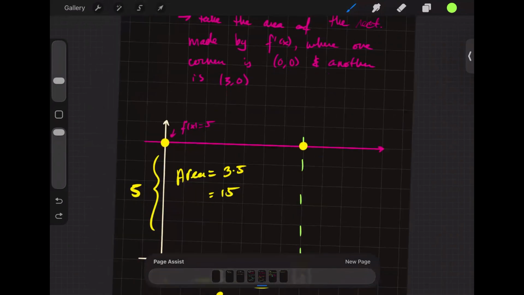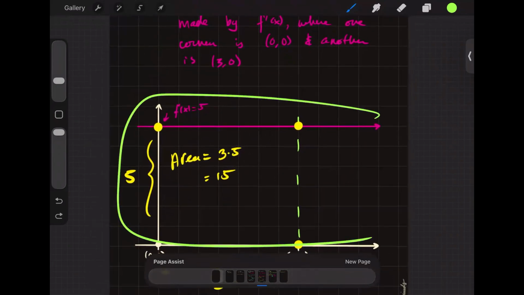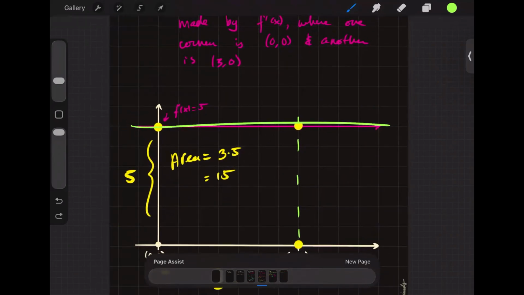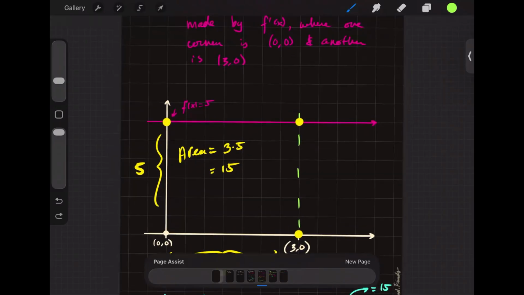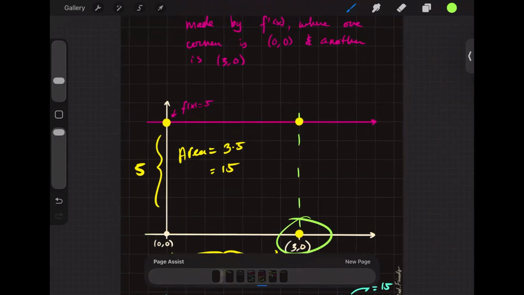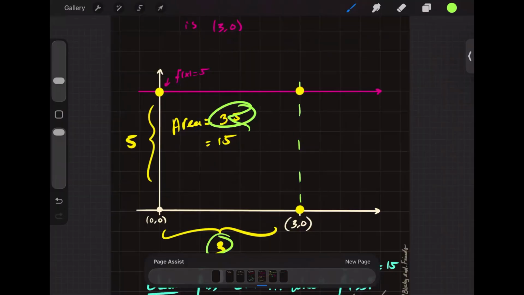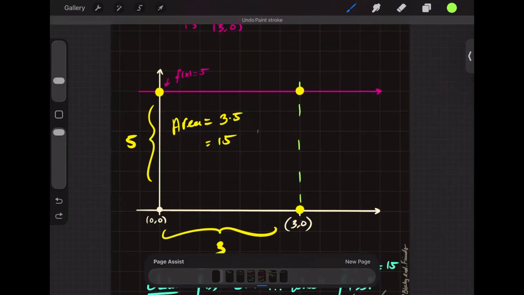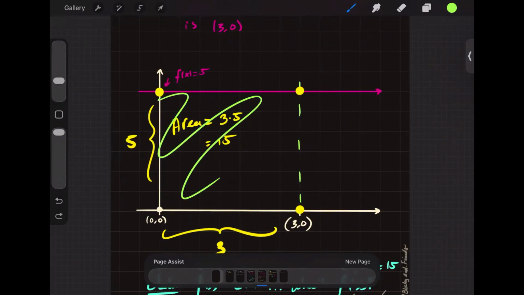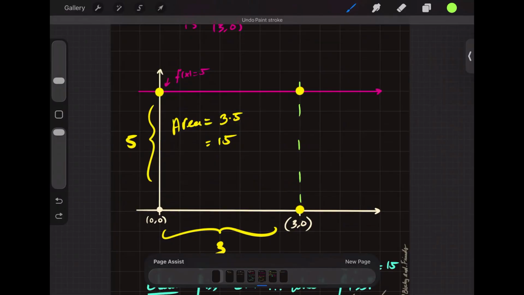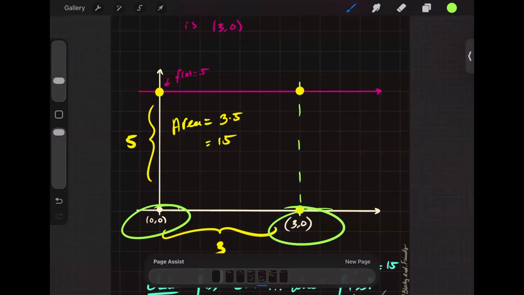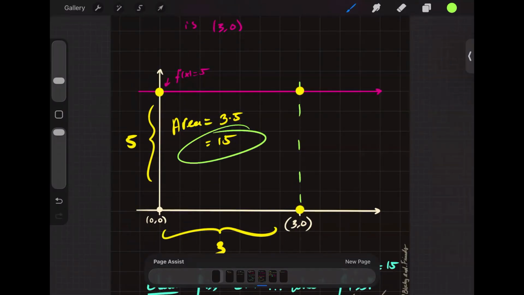Well, if you draw the picture, you should end up with something like this, right? This is f prime of x is equal to 5. This is 0, 0, and 3, 0. So your x interval is 0 to 3. You know your height is 5. So 3 times 5 is 15. So the area under f prime of x equals 5 over the interval 0 to 3 is 15.